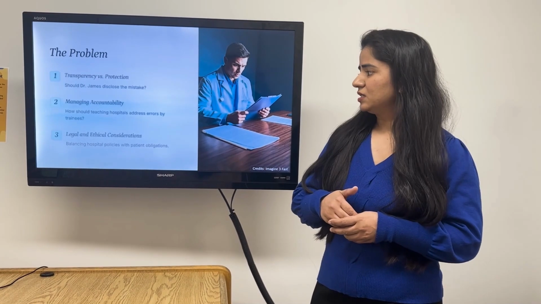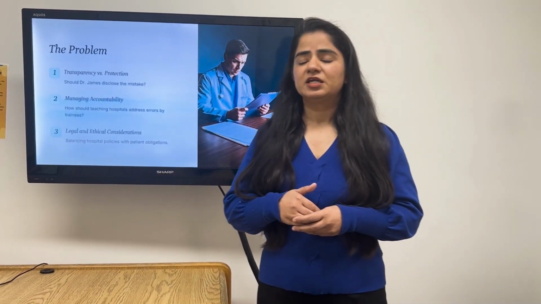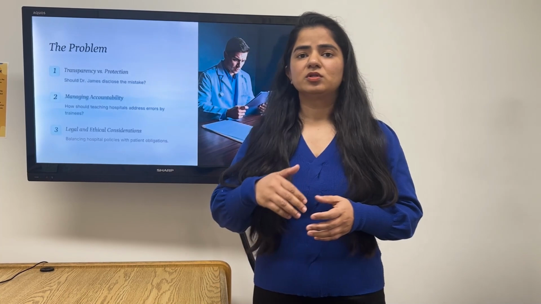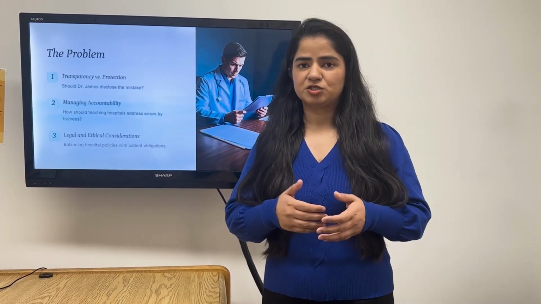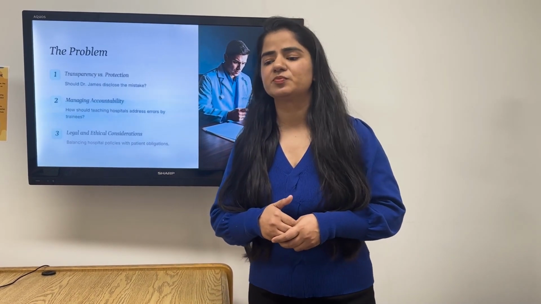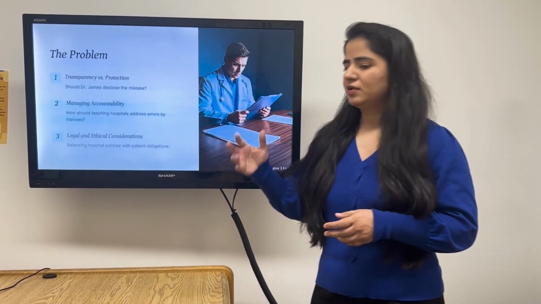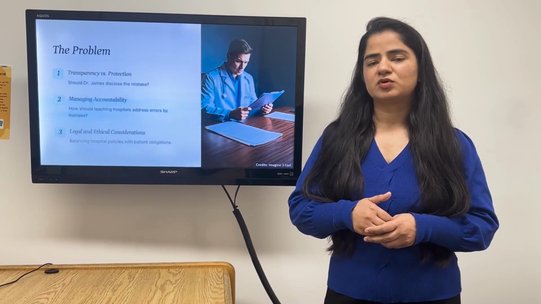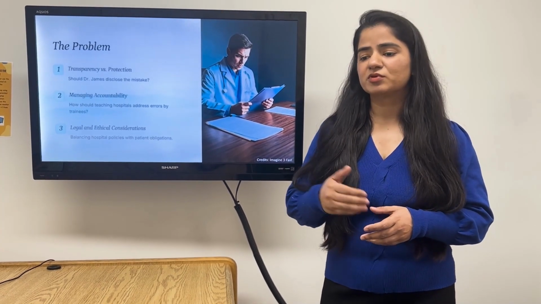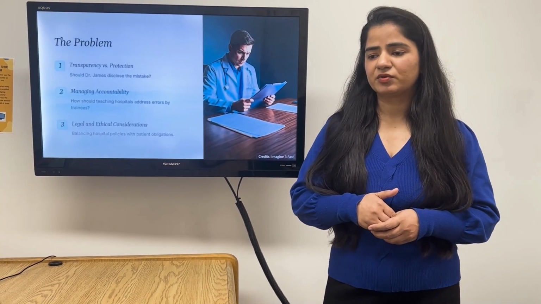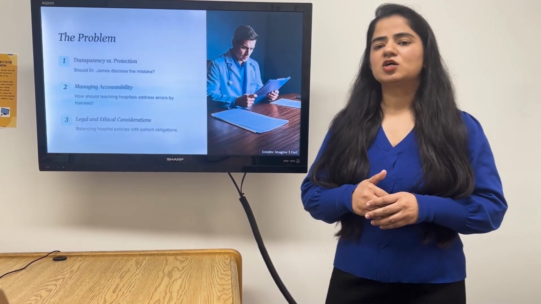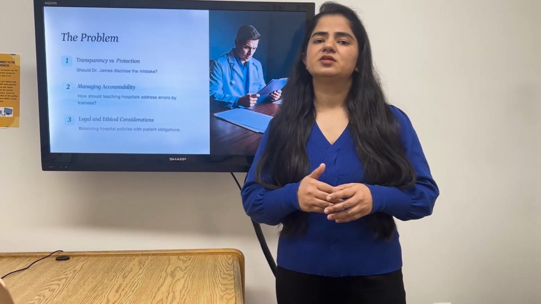And the third one is legal and ethical consideration. Additionally, there are both legal and ethical implications to consider. Reporting the error to both the hospital administration and the patient could result in litigation, yet ethical guidelines emphasize honesty and transparency in patient care. To guide our analysis, we need to address the critical questions. Should Dr. James take the full responsibility for the mistake done by the junior resident, or should he involve the resident in the disclosure process? How can the hospital balance the need for training with patient safety and ethical care?